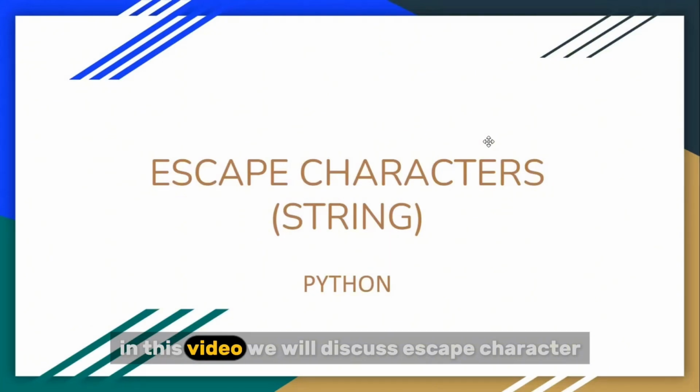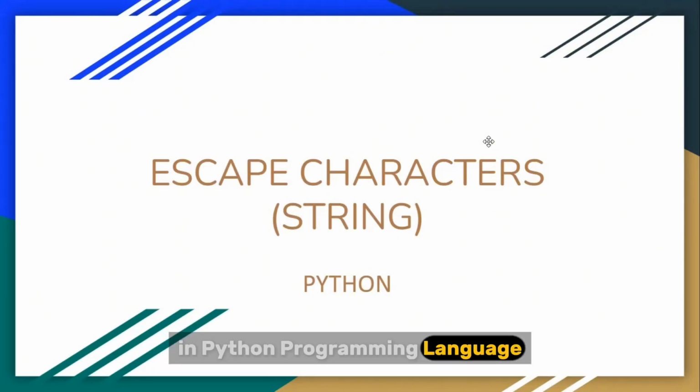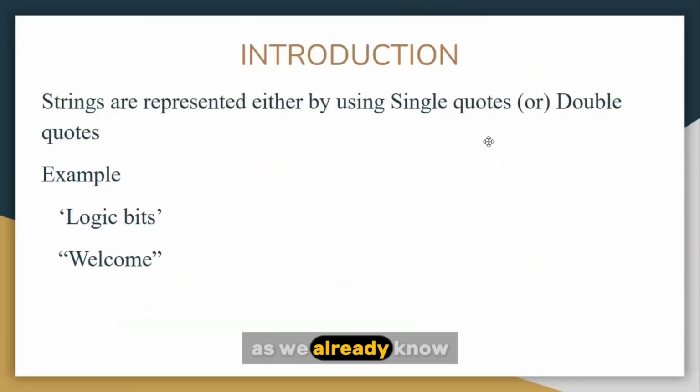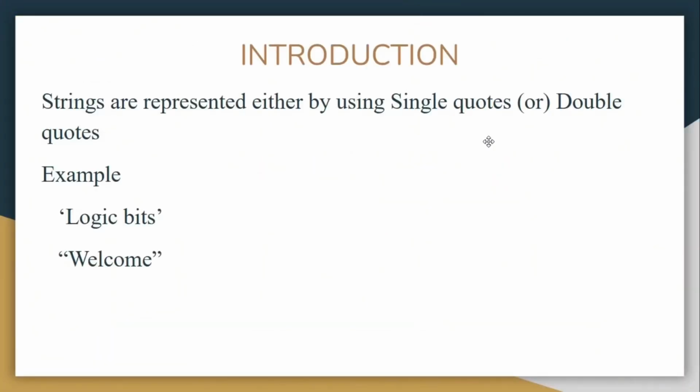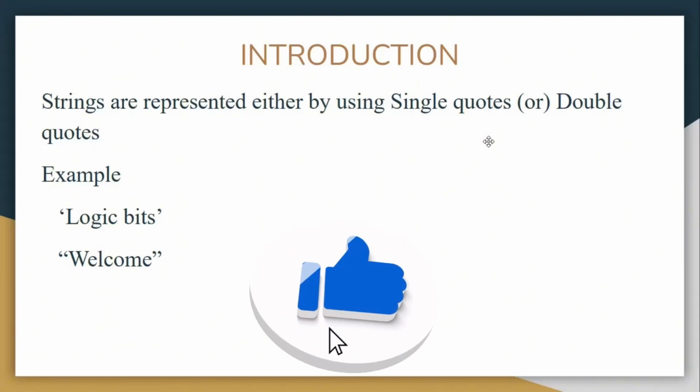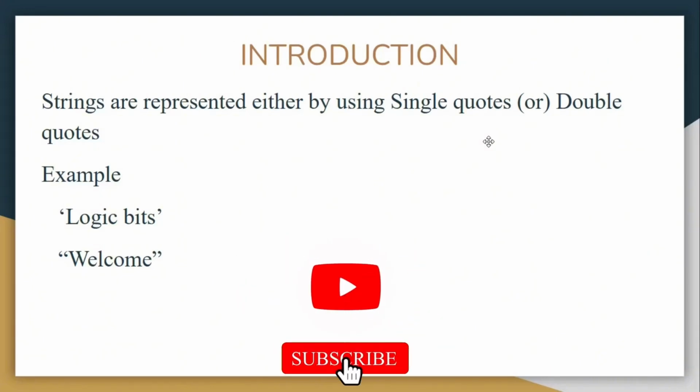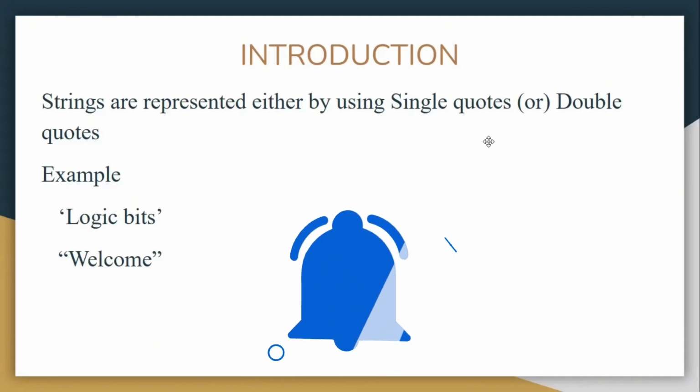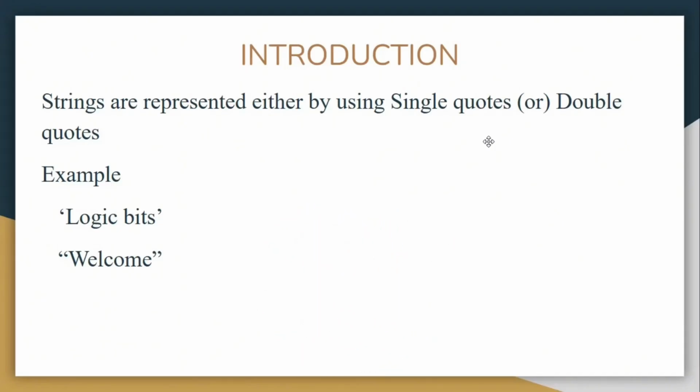In this video, we will discuss escape characters in Python programming language. As we already know, strings are represented either by using single quotes or double quotes. Look at the first example. The string is represented by using a pair of single quotes. In the second example, the string is represented by using a pair of double quotes.